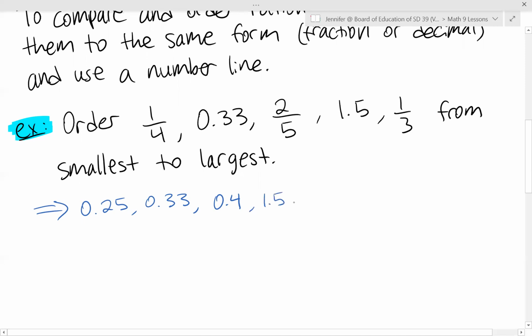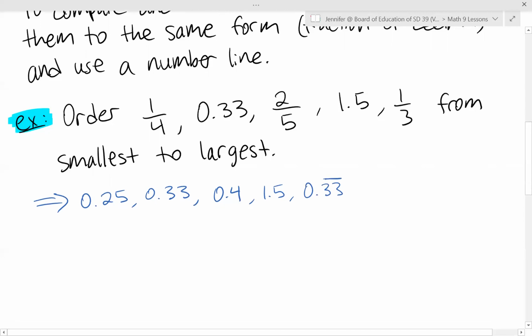1.5 is already a decimal, and 1/3, you could again put this on your calculator, or you might know that it's 0.33 repeating. The 3's go on forever. Now we want to order them from smallest to largest. So let's see, the smallest one is going to be 0.25, because 25 is the lowest of those decimals. But then the next one's kind of tricky. Which one would be smaller, 0.33 or 0.333333 going on forever?